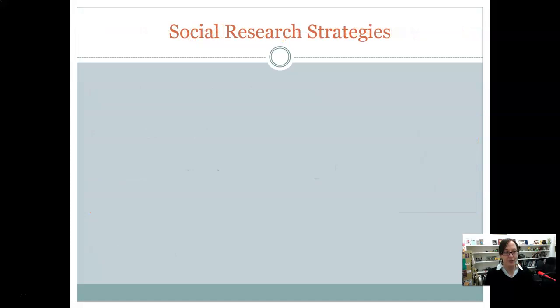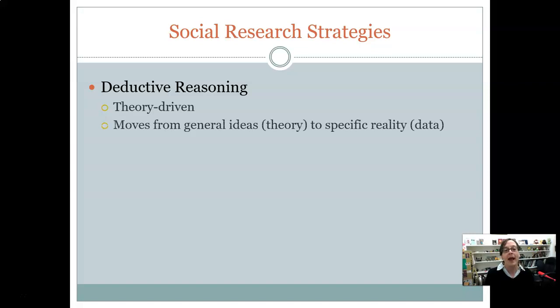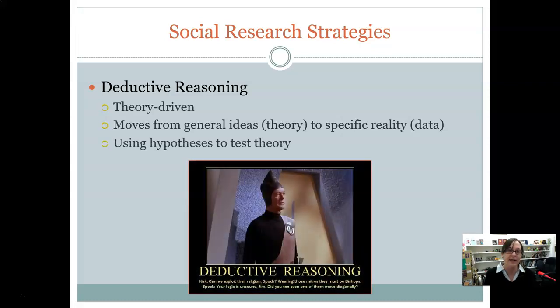So when we're looking at social research strategies, there's two main types, two ways you can go about it. And the first is through deductive reasoning. Deductive reasoning very much uses theory to drive what's going on and what's happening. So it's very theory driven. It's a top-down approach. It moves from the very general ideas at the top, so the theories, the overall patterns, this is related to this, to the very specific reality, the specific data. And it uses hypotheses then to test theories.